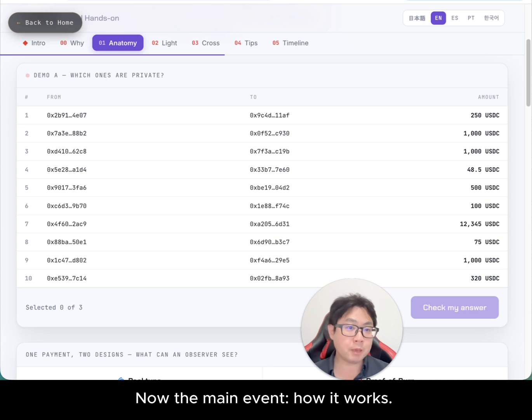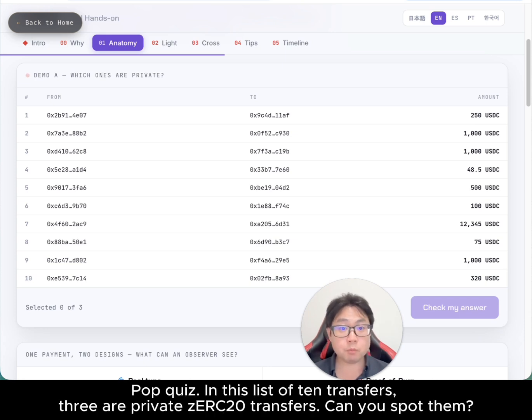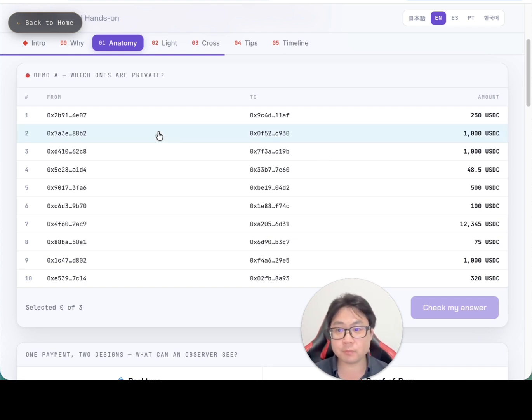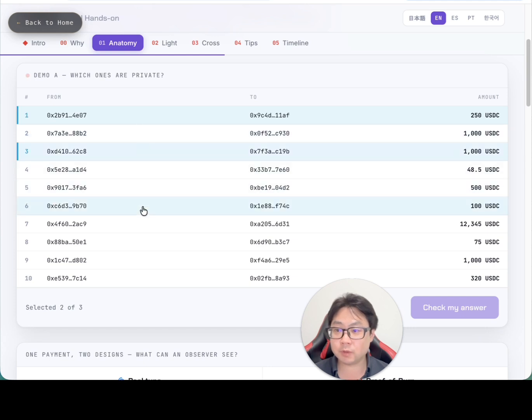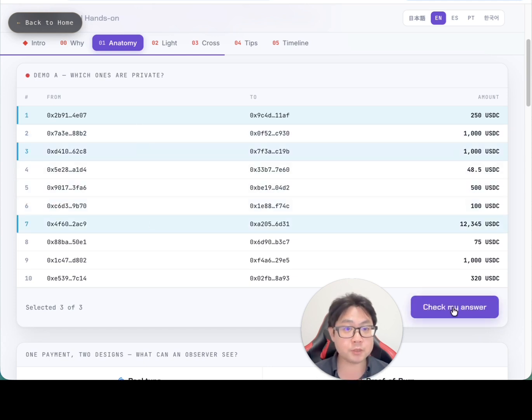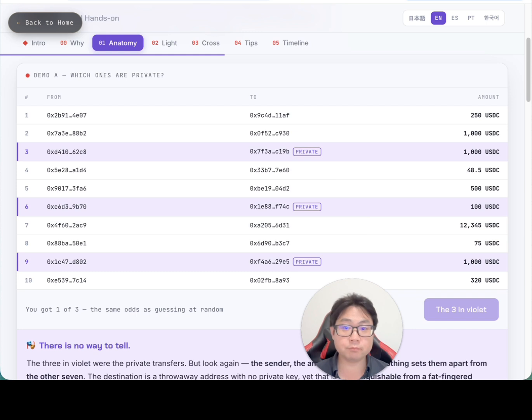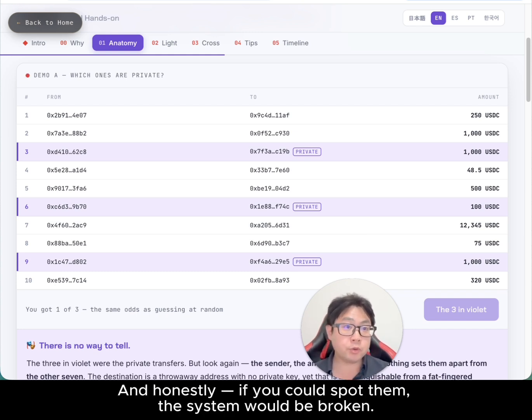Now, the main event, how it works. And pop quiz. In this list of 10 transfers, 3 are private zERC20 transfers. Can you spot them? For example, this one. I'll check my answer. Yes, I missed 2. Honestly, if you could spot them, the system would be broken.